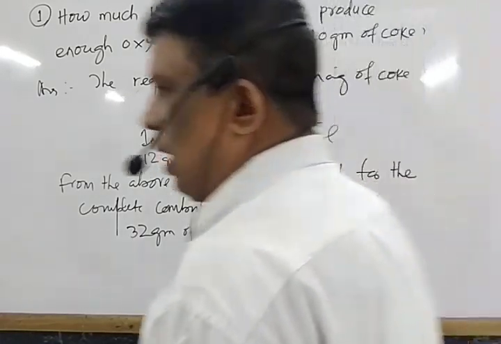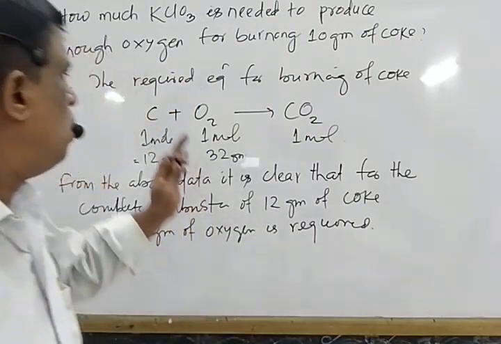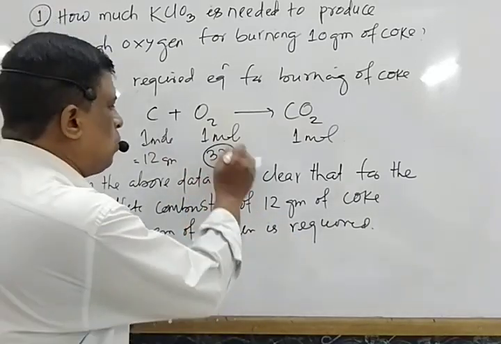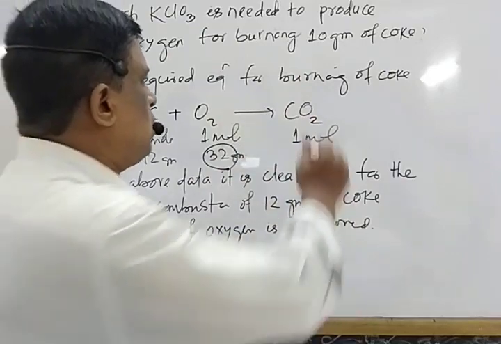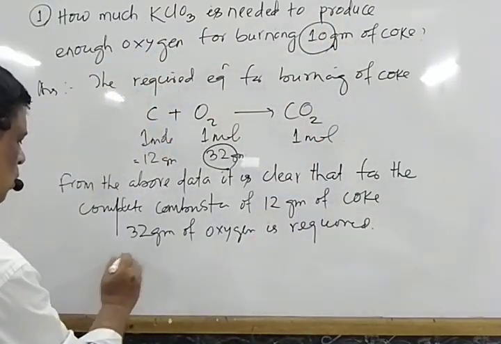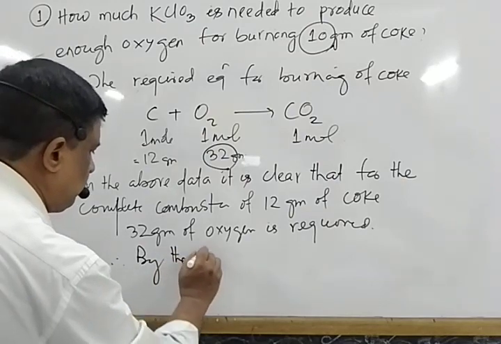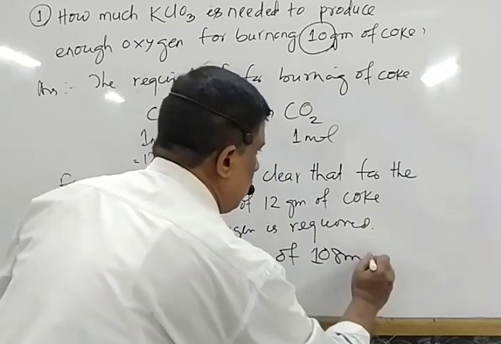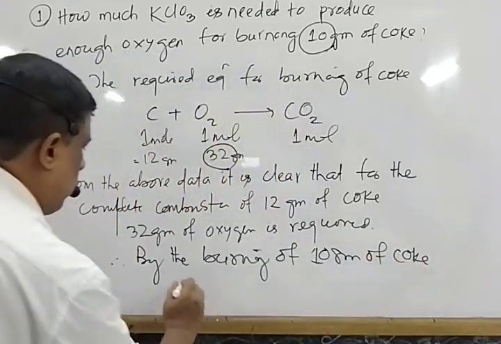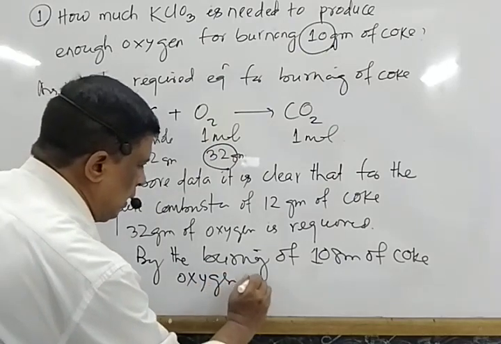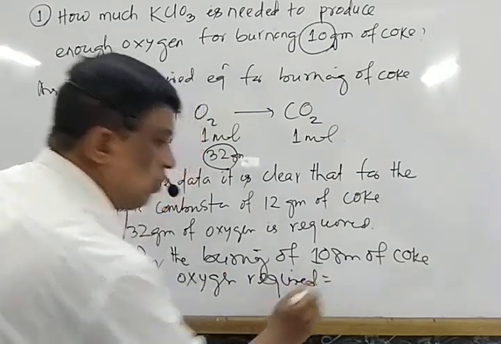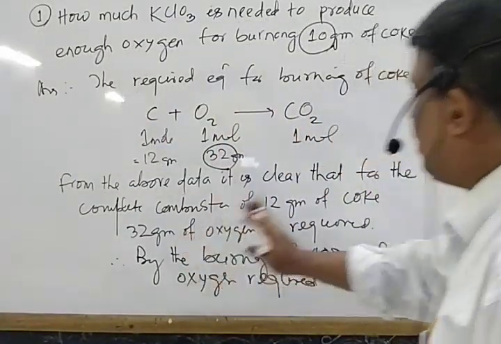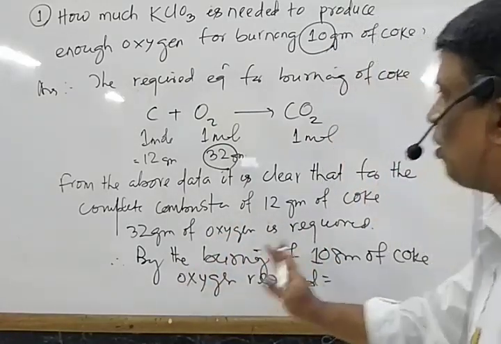Mark that. From the burning of 12 gram of coke, 32 gram of oxygen is required. By the question, burning of 10 gram of coke, the oxygen required is equivalent to, how do you solve this one? For burning of 12 gram, 32 is required. For 1 gram, for 10 gram.